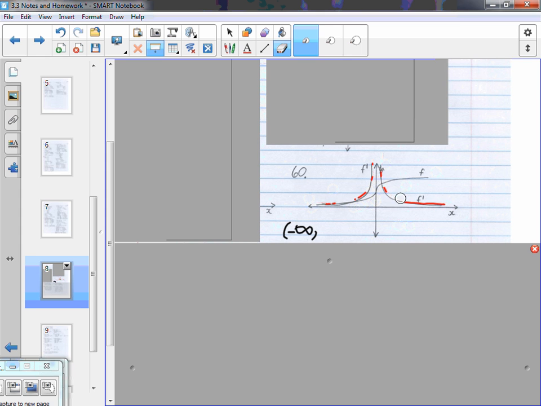Now, so there's f. There's f prime. Yeah. You mean the vertical tangent line? Okay.